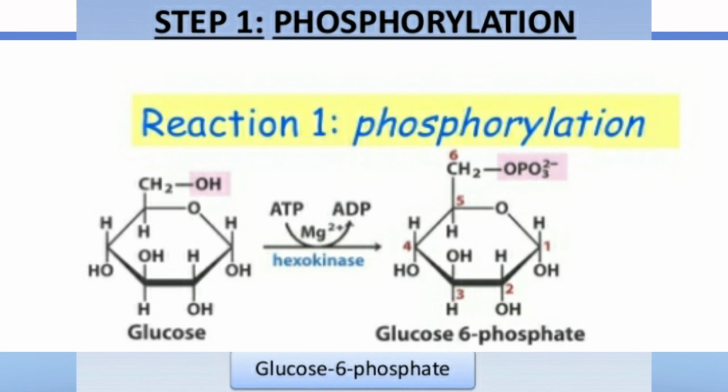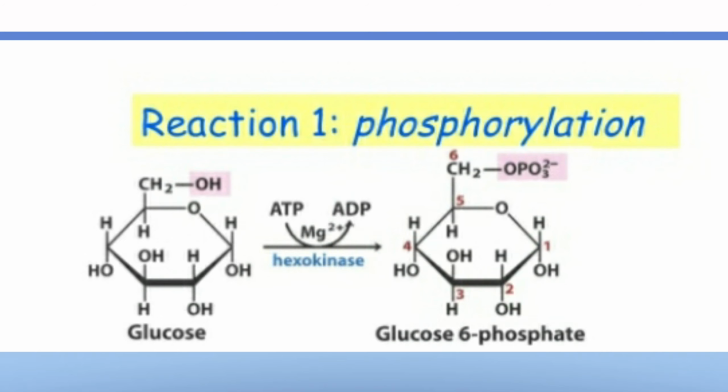Here we can see the glucose is added with phosphate, children, from ATP. ATP is converted into ADP, where one of the phosphates is connected to the 6 carbon group. That's why it's called glucose 6 phosphate.